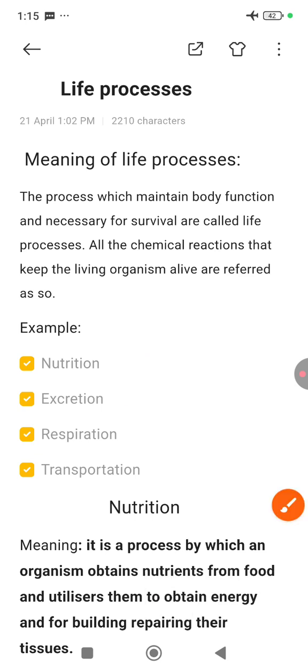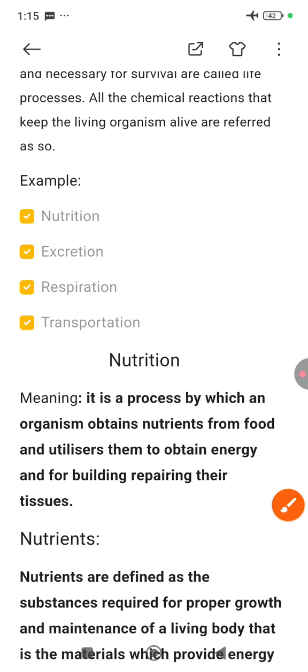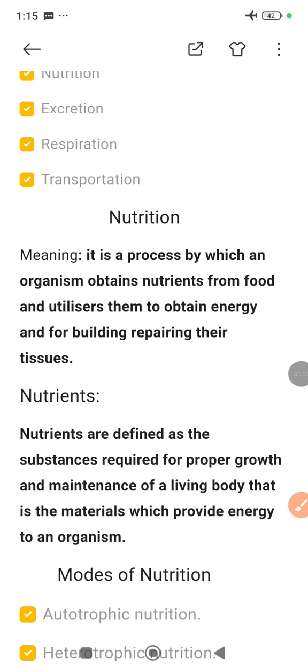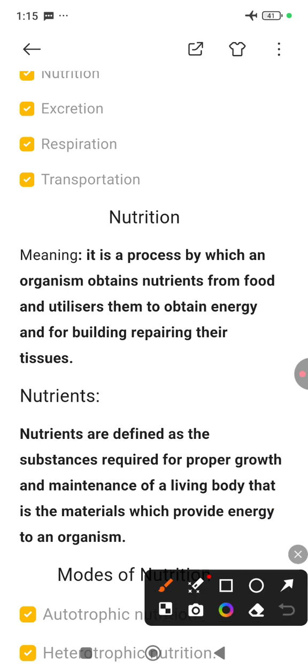Let me explain what is the meaning of nutrition. So our first topic is nutrition. Nutrition is a kind of process by which an organism obtains nutrients from food that you ingest, and utilizes these nutrients to obtain energy and for building the body and also repair their damaged body parts, that means tissues. One important word I mention here, nutrients.